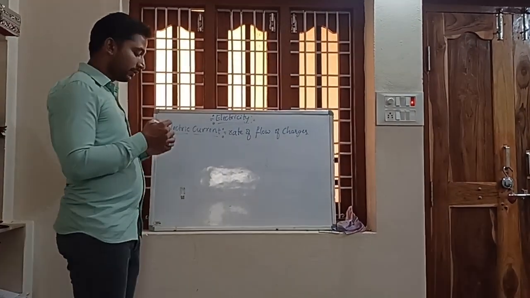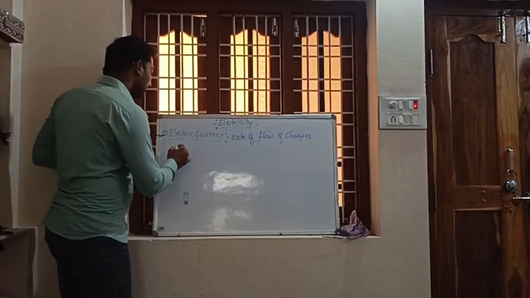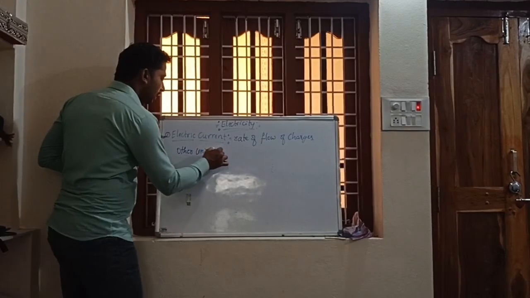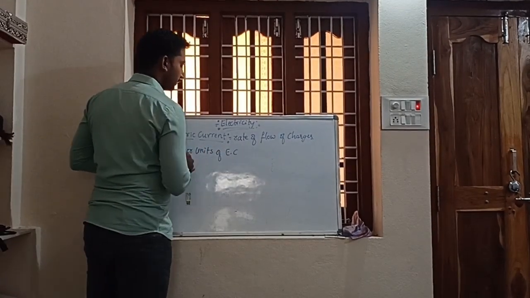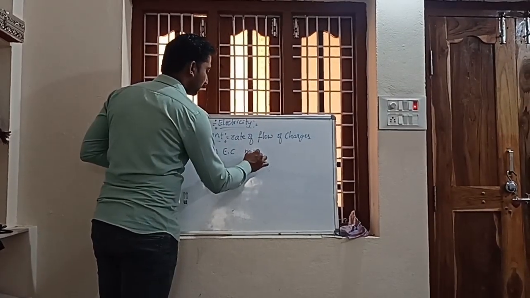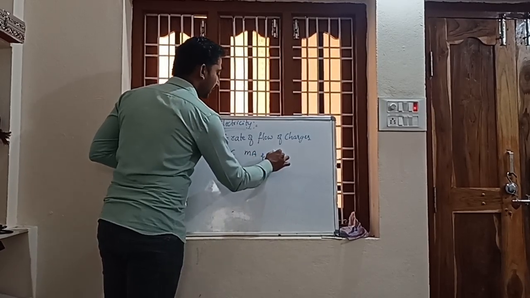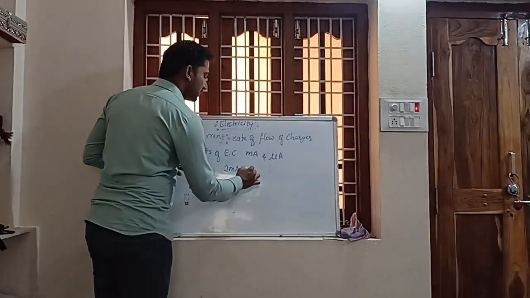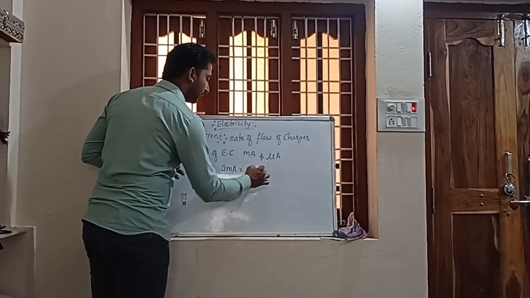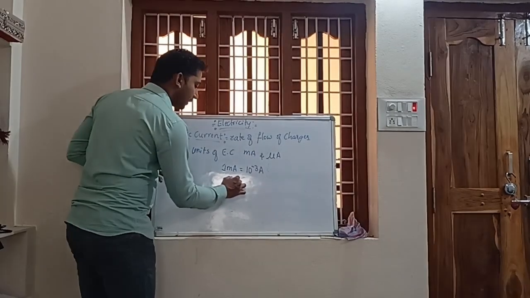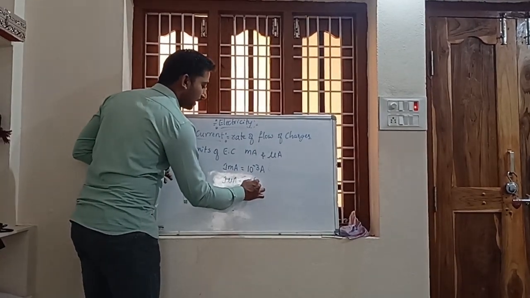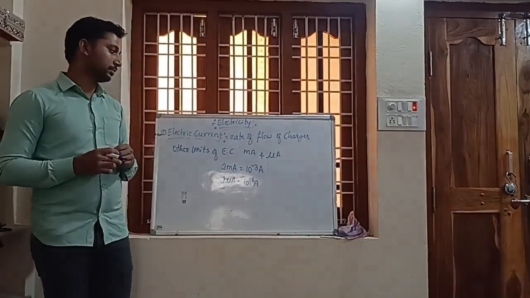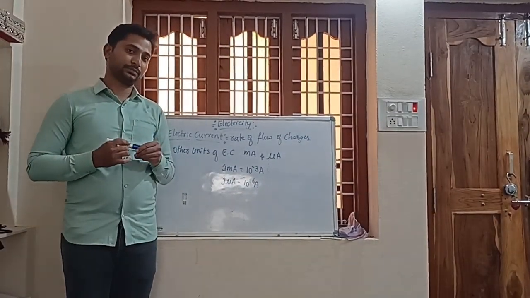So we understood the SI unit of electric current, and there are other units of electric current, such as milliampere and microampere. What do you mean by milliampere? 1 milliampere is equal to 10 raised to the power minus 3 ampere, and 1 microampere is 10 raised to the power minus 6 ampere. These are the small units of electric current, but the SI unit is ampere.